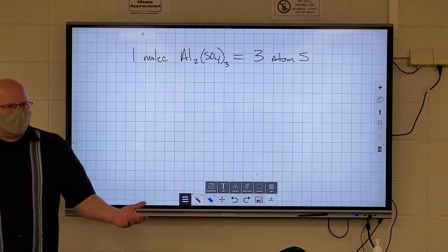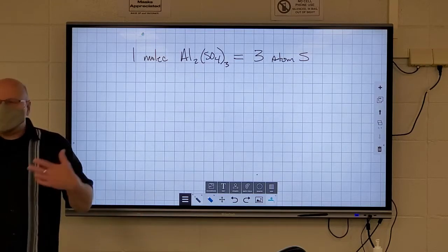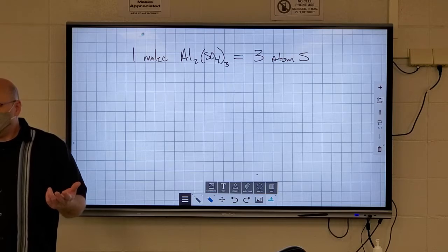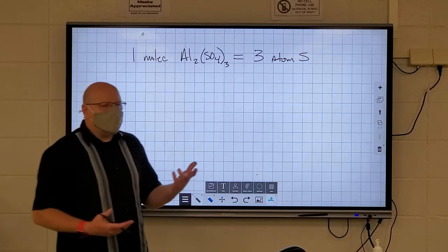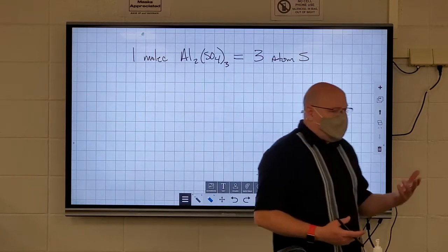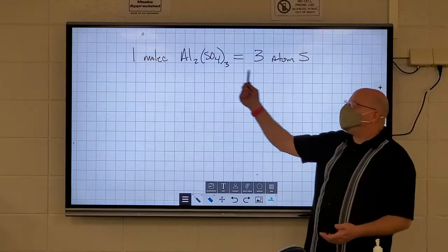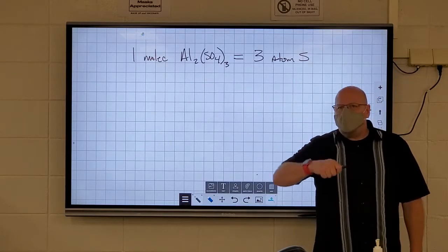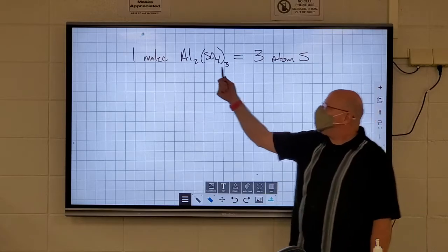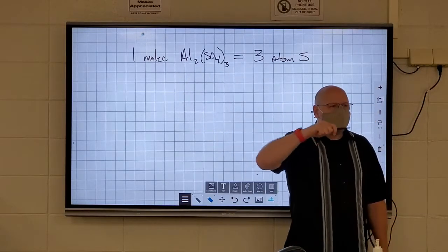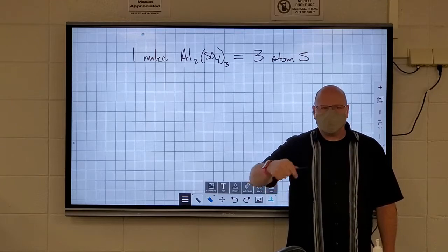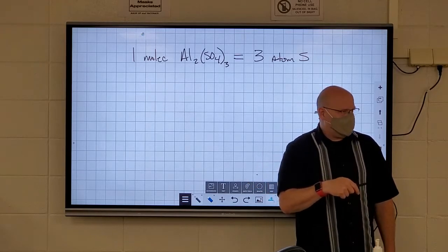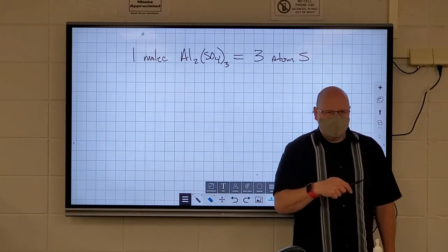Everybody all right with that? But that's as a conversion factor. Now here's the thing. I just got done saying, you don't need to write this out. But you need to recognize that you can use these subscripts as conversion factors if need be. Okay?